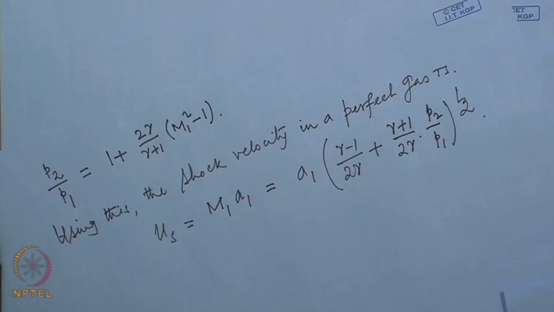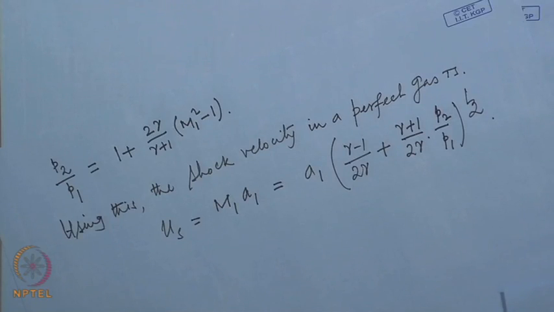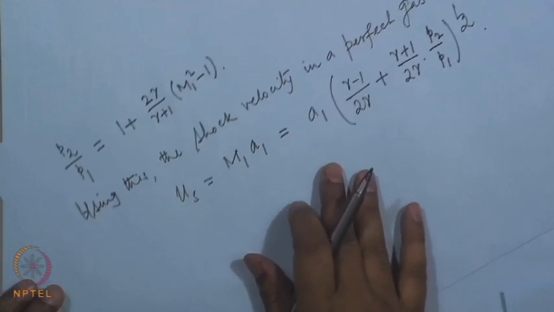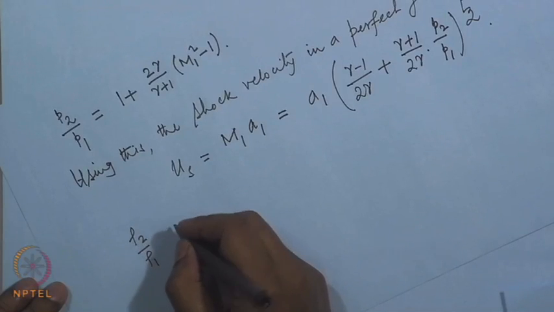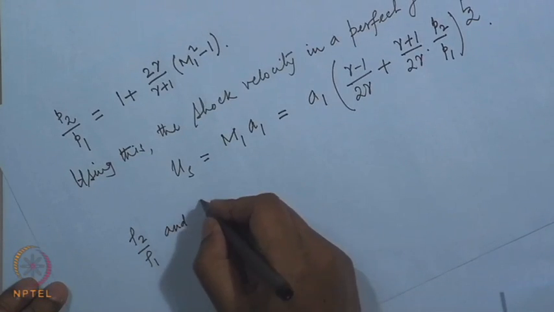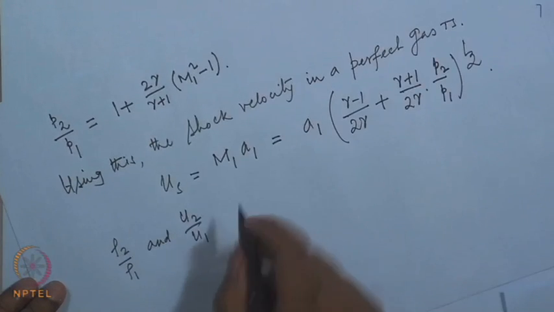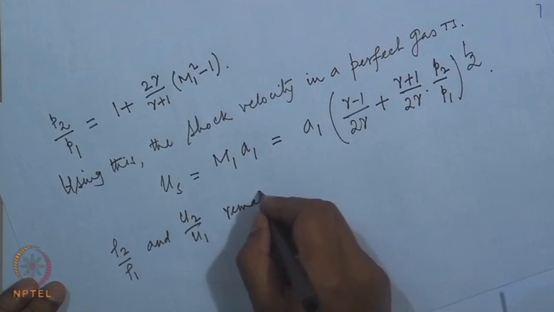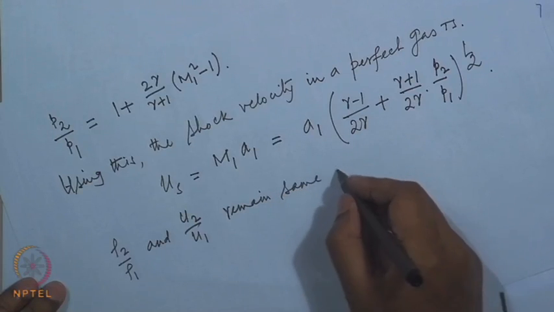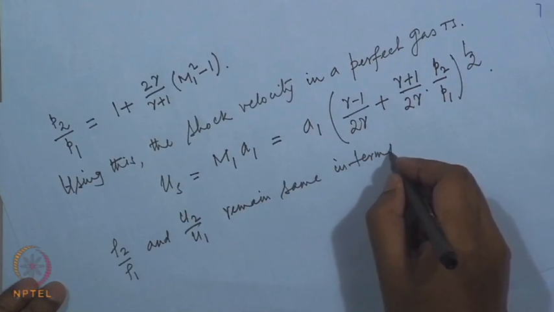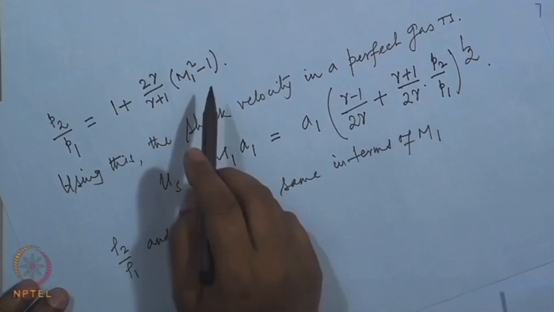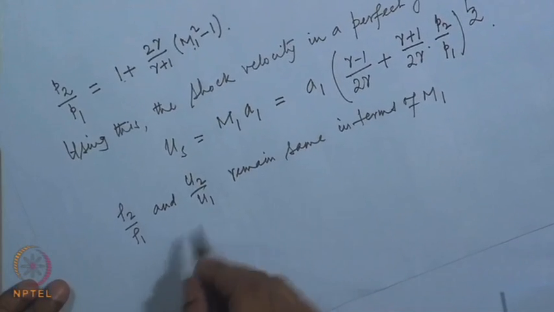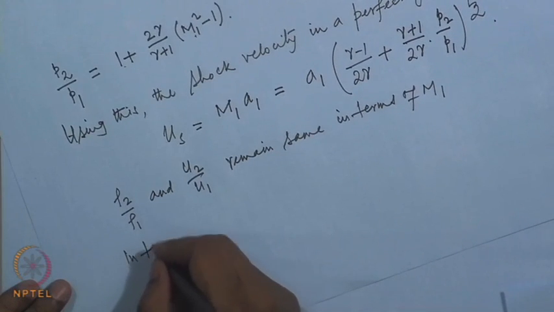The density ratio and temperature ratio can similarly be obtained by the Rankine-Hugoniot relationship, that is rho 2 by rho 1 and u 2 by u 1 also remain the same in terms of m 1. Using the value of m 1 as obtained from here, we obtain them in terms of the pressure ratio.